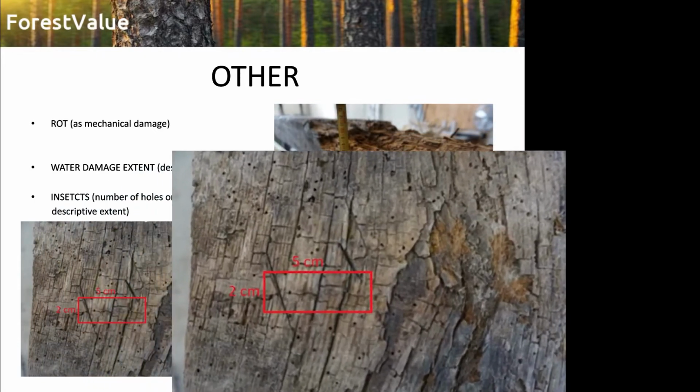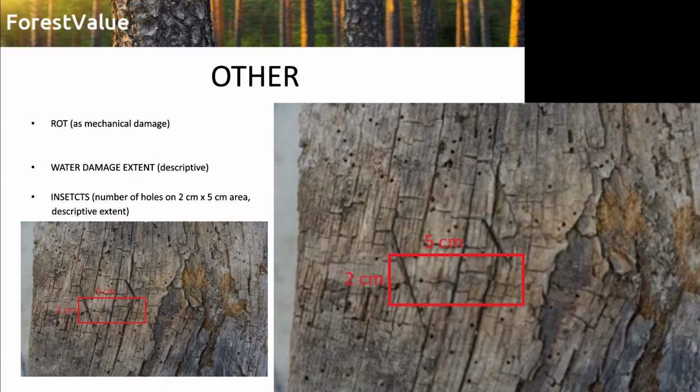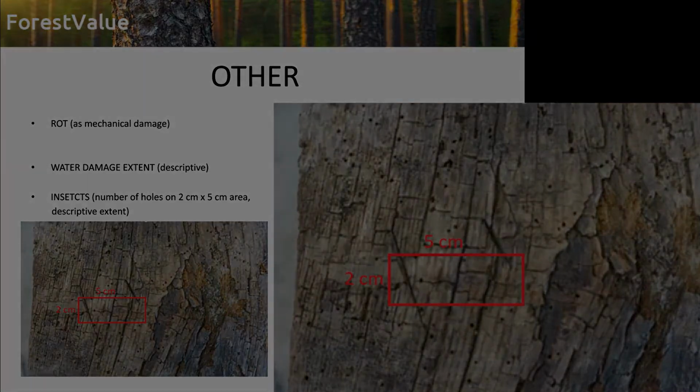The damage due to insects was estimated by counting the average number of holes on a 2 by 5 centimeter area and describing the extent in terms of location. The diameter of the hole was also recorded.